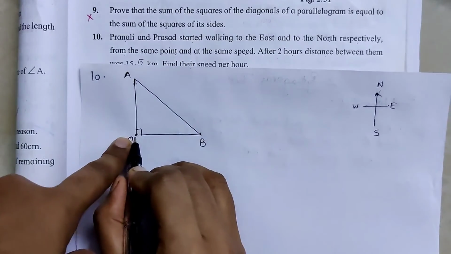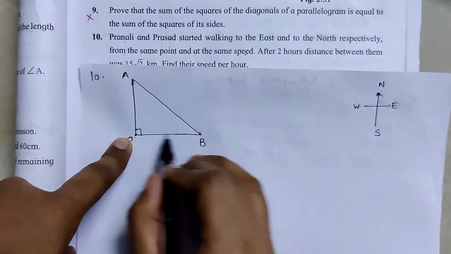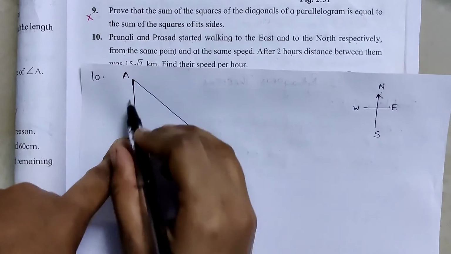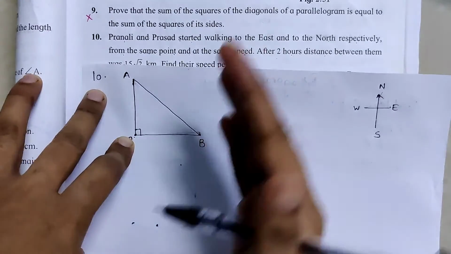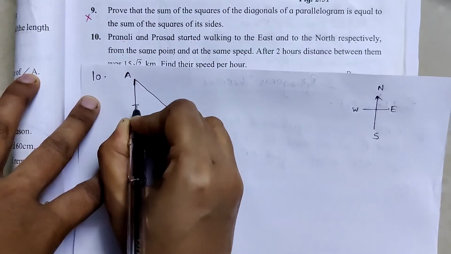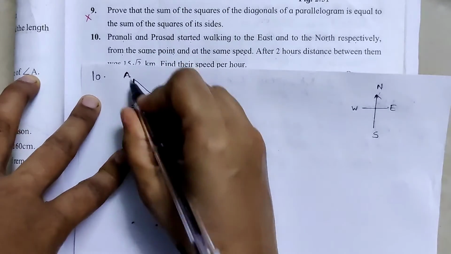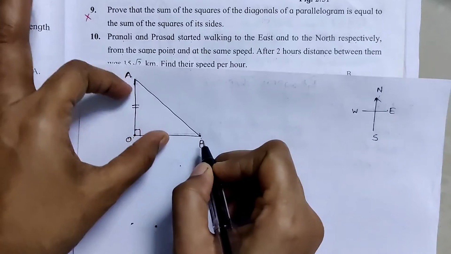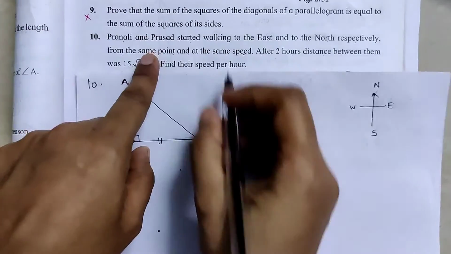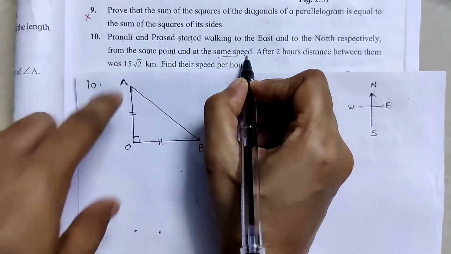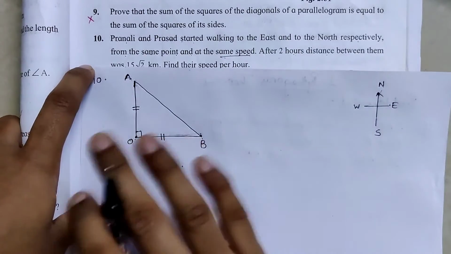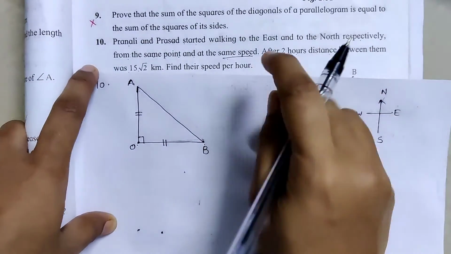So since they started from the same point, Pranali and Prasad, and the speeds were same, it means that these two sides will be equal. That means OA and OB will be equal. Why? Because their speeds were same. So we will write this, how our solution will start. Okay, look ahead at what is written.